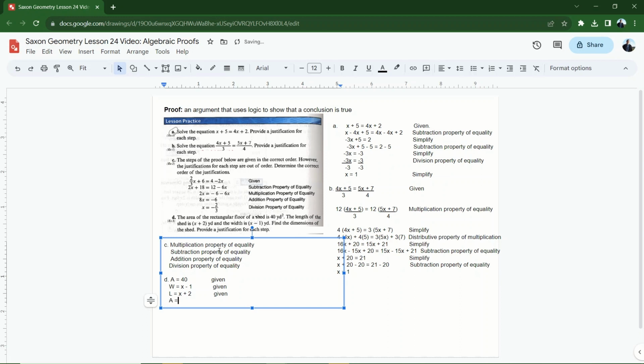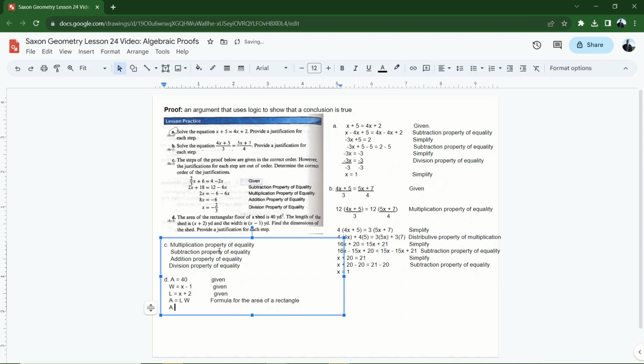Well, I know that area equals length times width. That is the formula for the area of a rectangle. That is a given formula. We know that that formula is always true, okay?